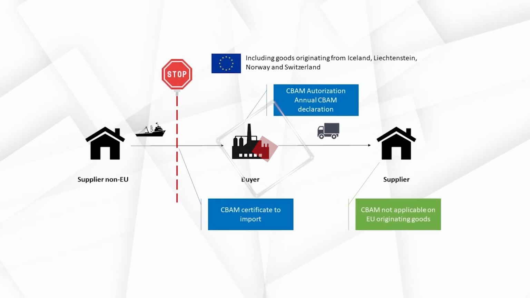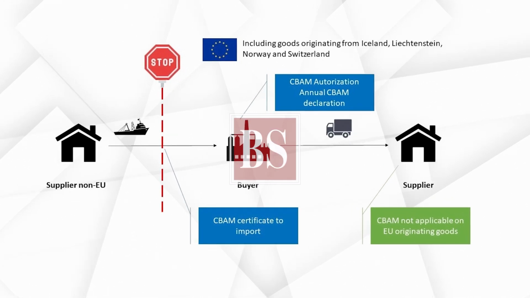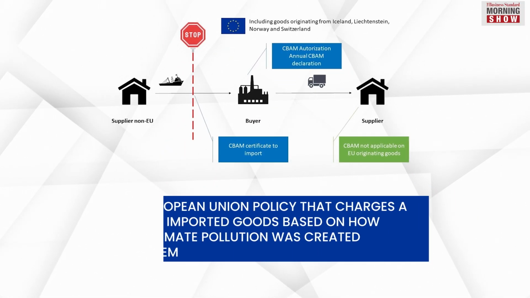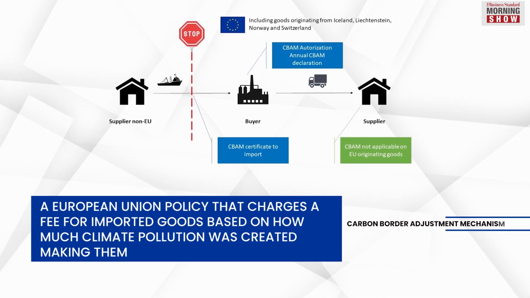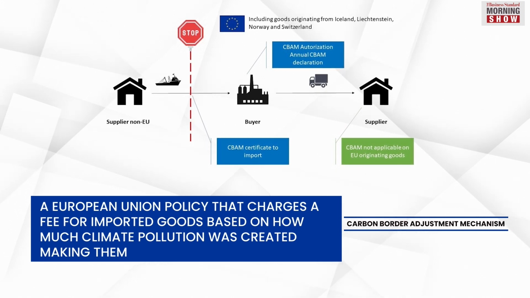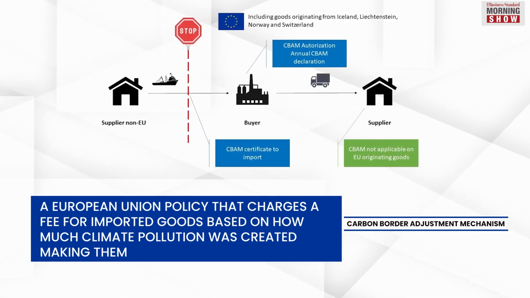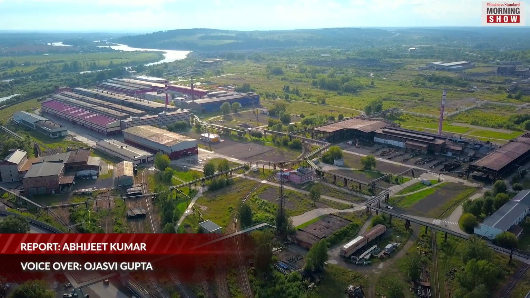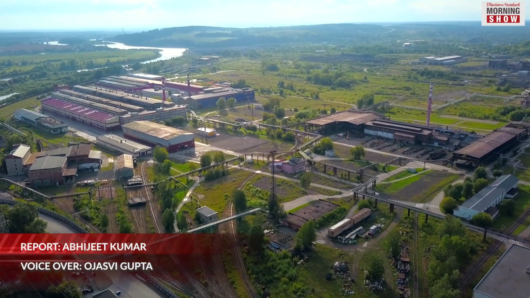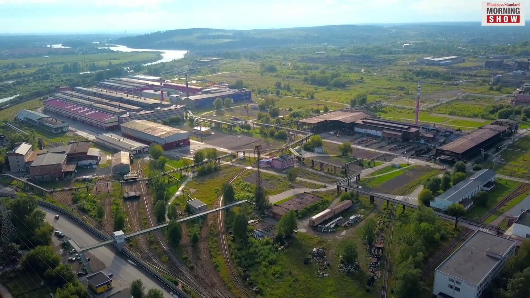The Carbon Border Adjustment Mechanism, or CBAM, is a policy tool of the European Union to address the issue of carbon leakage. It puts a fair price on the imported goods based on how much climate pollution was created making them. Thereby, it also aims to encourage cleaner industrial production in non-EU countries.